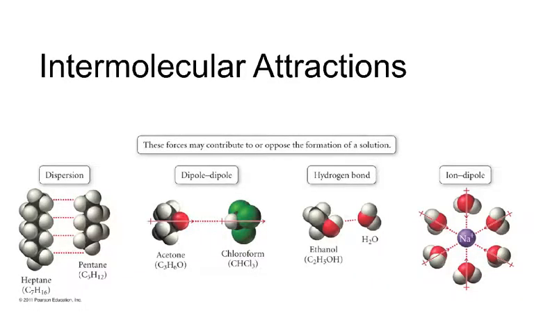Just a quick reminder of intermolecular forces. Everything has dispersion forces. Dipole-dipoles are found in polar compounds, and then a hydrogen bond is a special form of dipole-dipole where you have a hydrogen bound to either an oxygen, a nitrogen, or a fluorine. And then ion-dipole occurs between a polar molecule and an ion, so a positively or negatively charged ion.